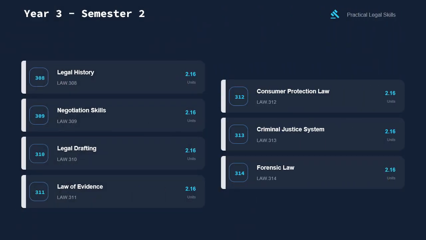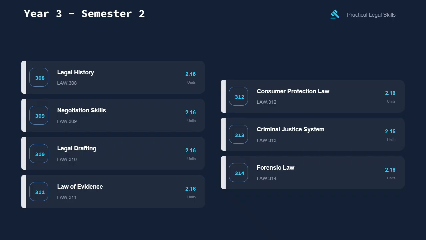Slide 9. Year 3, Semester 2, Practical Legal Skills. Course Law.308, Legal History. Foundations of Legal History: Methodology, Sources, and Purpose. 1.1 Why study legal history?